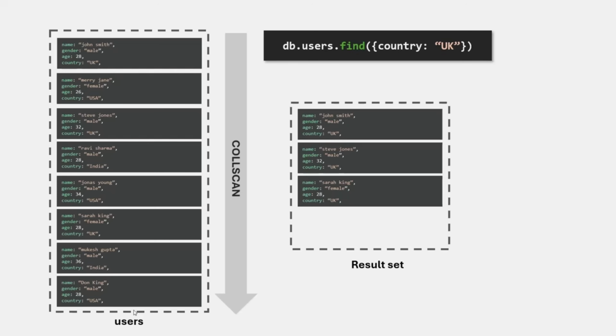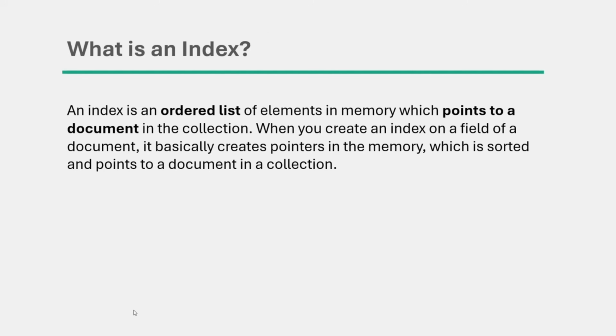Because of this, the find operation will be very slow, because just to fetch a few documents, MongoDB has to traverse through each document in this users collection. So this is the default approach MongoDB takes when you have no index on a field in the document. By default, MongoDB does a collection scan, and because of that, the find query will be very slow. And this is where an index comes into the picture. An index is an ordered list of elements in memory which points to a document in the collection.